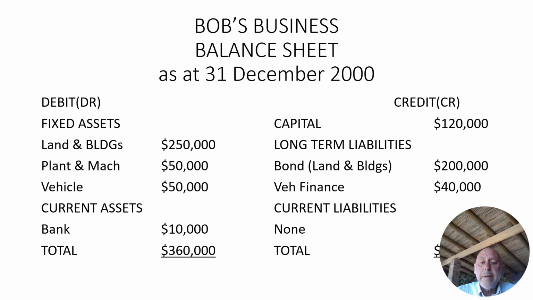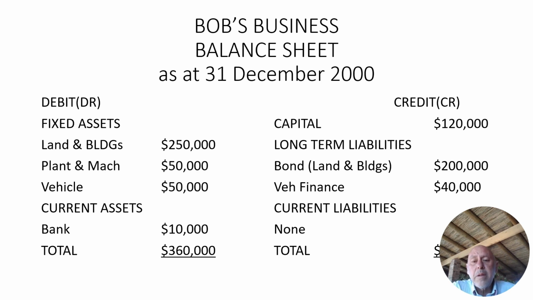And then I've broken up the debt into long-term liabilities and current liabilities. Okay, so long-term liabilities relate in essence to your fixed assets. How have you financed your fixed assets? So it's going to be, again, for a period longer than a year that you're holding this debt. So under long-term liabilities, we've brought in the bond against the land and buildings of 200,000 and the vehicle finance of 40,000.